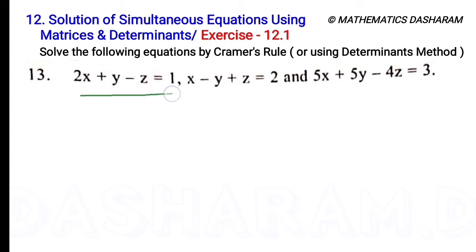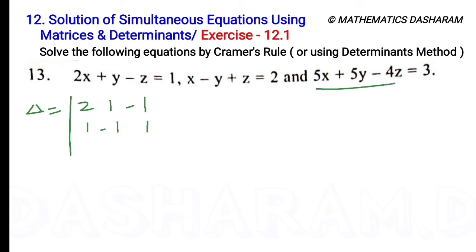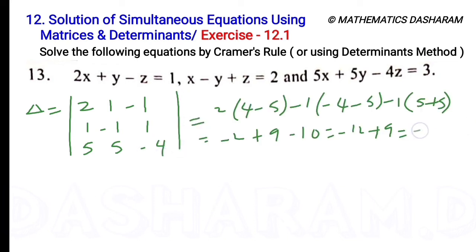13th question: 2x plus y minus z equals 1, x minus y plus z equals 2, and 5x plus 5y minus 4z equals 3. So let's create the delta matrix. Coefficients of the first equation 2, 1, minus 1; second equation 1, minus 1, 1; third equation 5, 5, minus 4. Let's find its determinant. It is equal to minus 3, not equal to 0, so consistent equations.